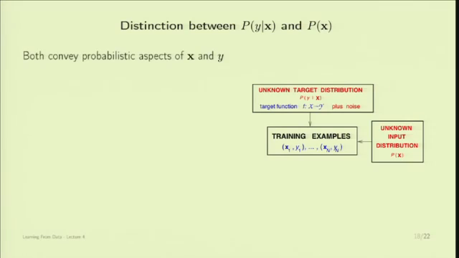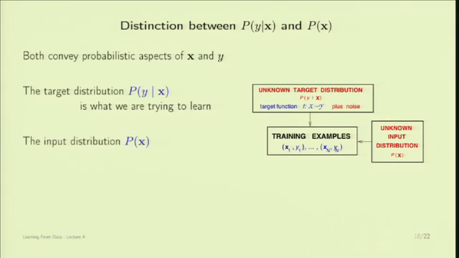Okay. So both have probabilistic aspects. We have seen that. Now the target distribution is what you are trying to learn. You are not trying to learn the input distribution. As a matter of fact, when you are done, you will not know what the input distribution is. The input distribution is merely playing the role of quantifying the relative importance of the point x.